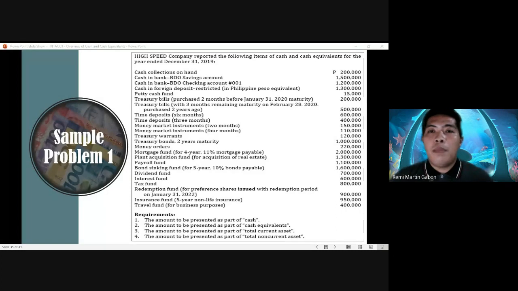Anyway, sabi dyan sa problem, High-Speed Company reported the following items of cash and cash equivalents for the year ended December 31, 2019. So we're given several items from cash collections on hand down to travel fund for business purpose. Sa mga reference book, makakita din kayo ng ganyan. Now, the requirements: the amount to be presented as part of cash equivalents, part of current asset, and part of non-current asset. So how do we solve this one?